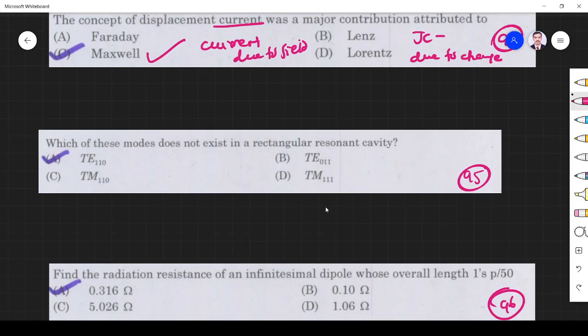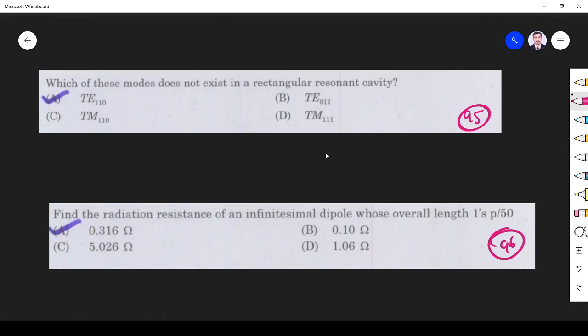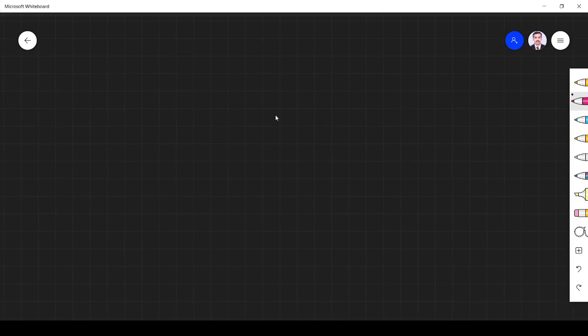Which of the modes doesn't exist in a resonant cavity? It is T110. Next question.